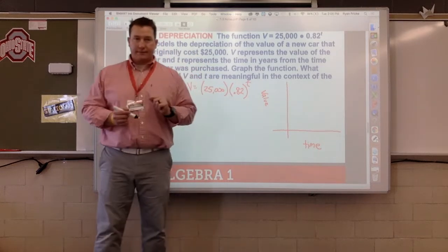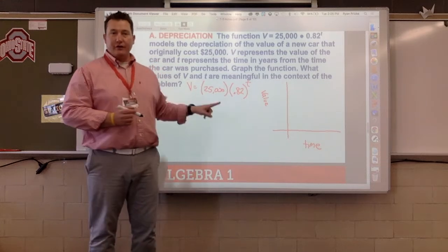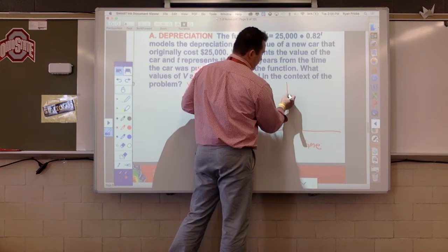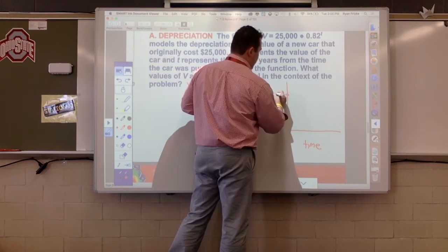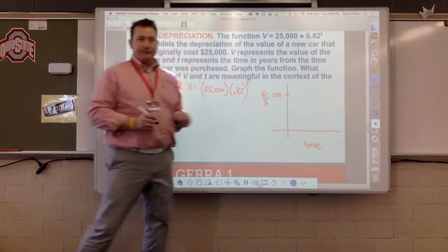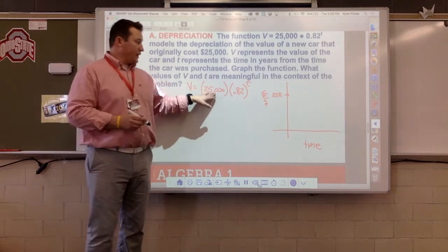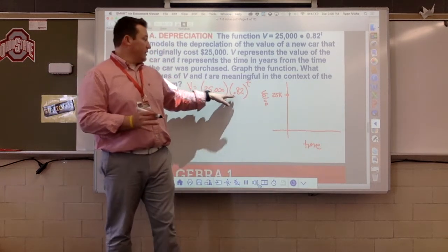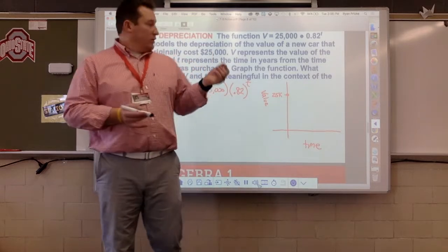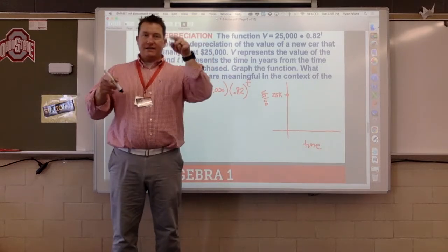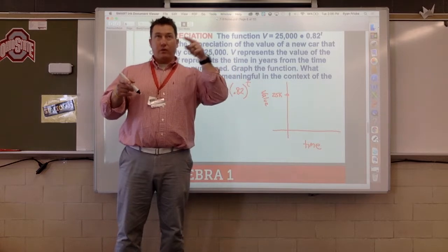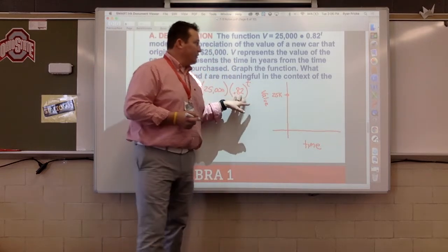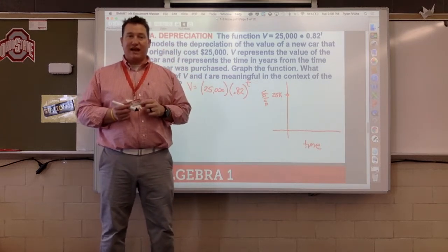Now, where should it start? What's your initial value? 25,000, right? So again, we're just going to say this is 25,000 right here. So we're going to start here, and then it's decreasing. This is a number smaller than 1, right? It's 0.82. What's 1 minus 0.82? 0.18, and what is that as a percent? 18%. So that means the value of this car is going down 18% every year.